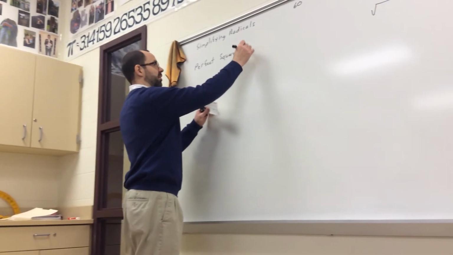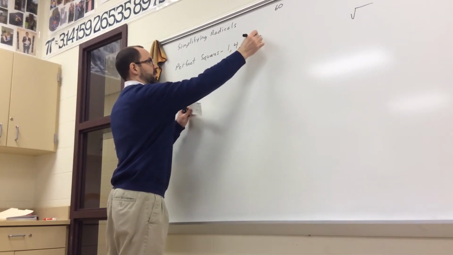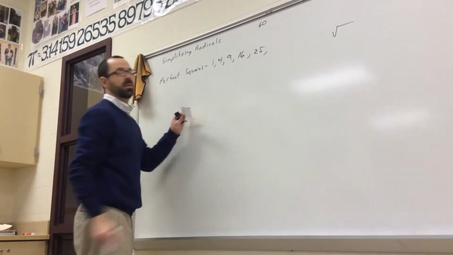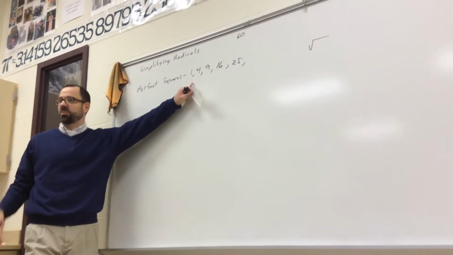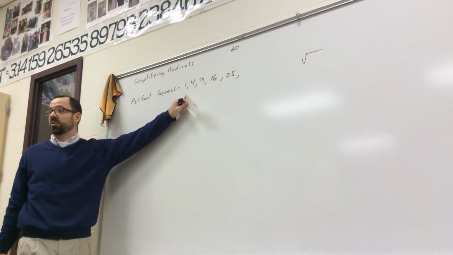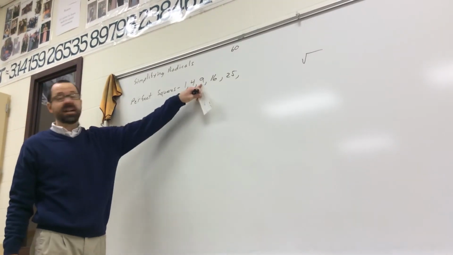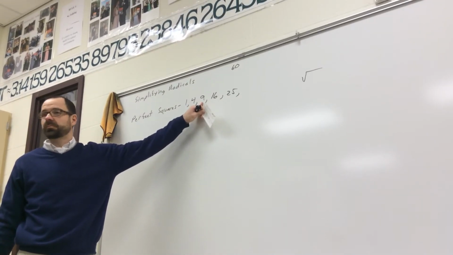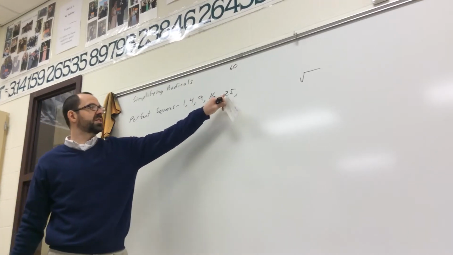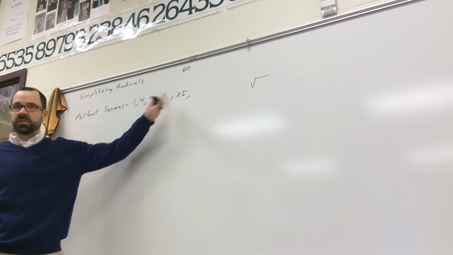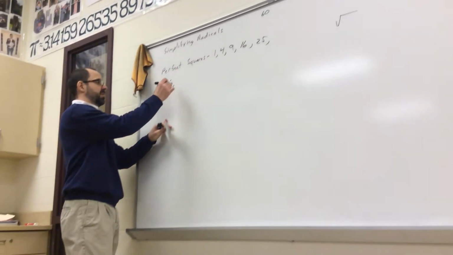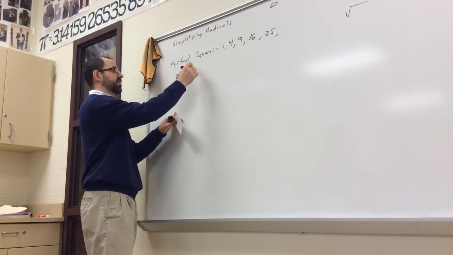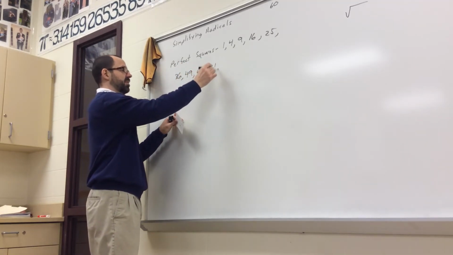So here's the first few of them. Oops, I skipped 16. So 1, 4, 9, 16, 25. That's the first few perfect squares. So again, 9 is a perfect square because when you square root it, it comes out to 3. So what's the next one after 25? 36. 36, good, because that's 6 times 6. And then 49, because that's 7 times 7. And then 8 times 8 is 64. 9 times 9 is 81.